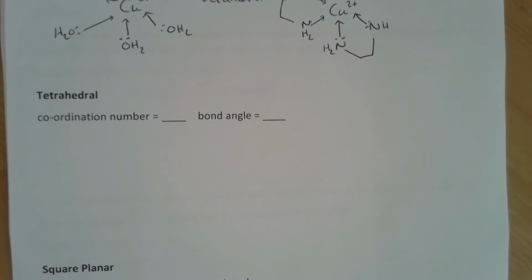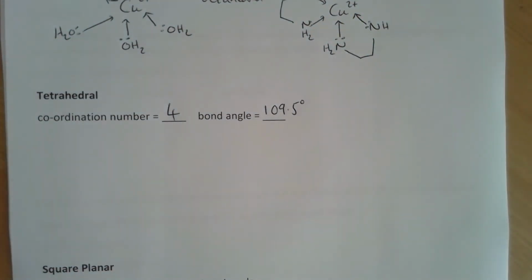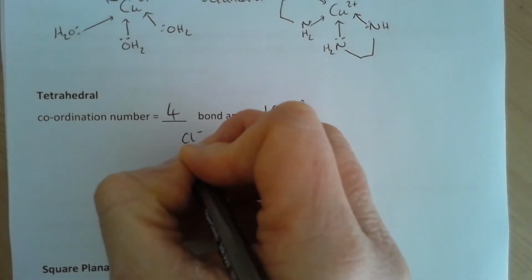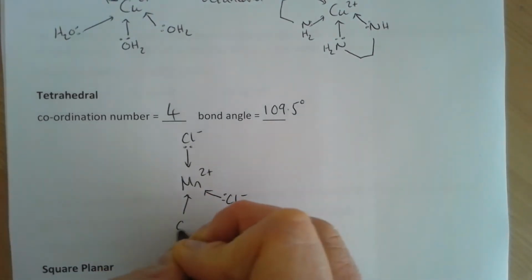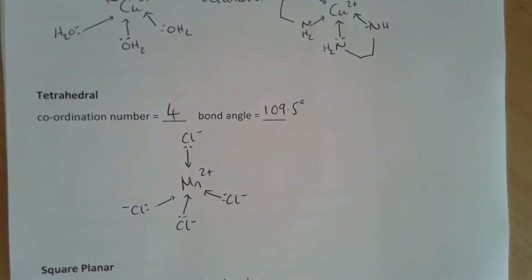The tetrahedral geometry. Coordination number of 4 and an approximate bond angle of 109.5 degrees. I'm going to give an example where we've got 4 chloride ligands dative covalently bonded to the manganese 2 plus ion. So a coordination number of 4 because we've got 1, 2, 3, 4 dative covalent bonds or coordinate bonds, and an approximate bond angle of 109.5.